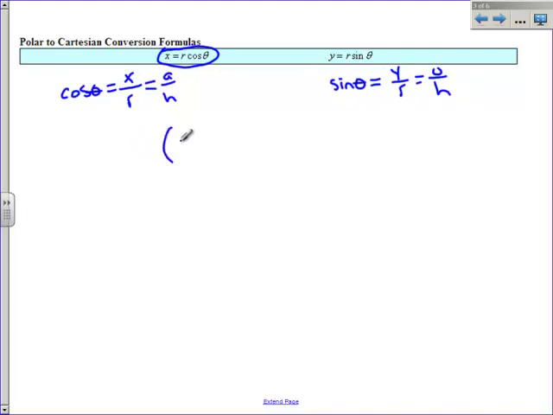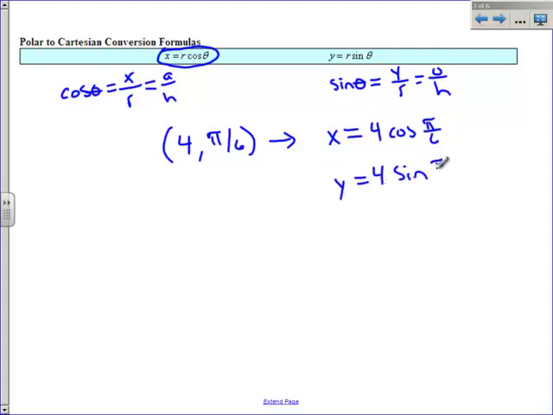Let's say I have the polar coordinate 4 comma pi over 6. And let's convert that to what's called rectangular coordinates. So x is going to equal r cosine theta, where r is 4 and theta is pi over 6. And our y is going to equal r times the sine of theta. So for our x coordinate, we're going to do 4 times the cosine of the angle pi over 6. And of course, pi over 6 is right here.